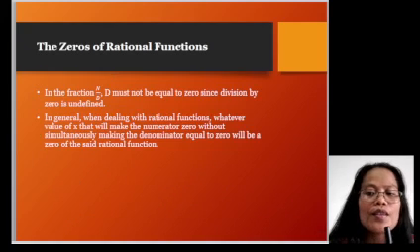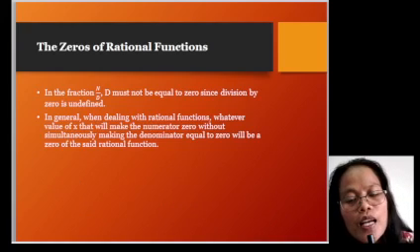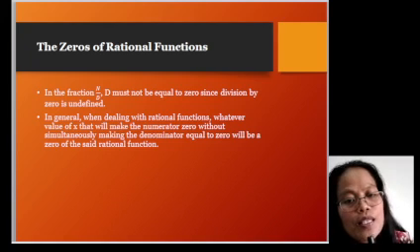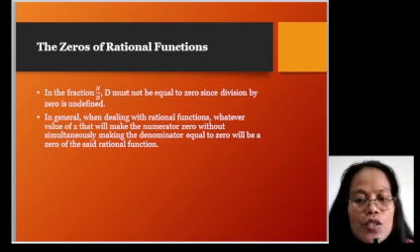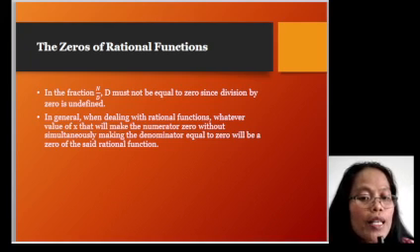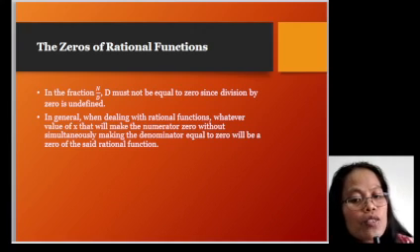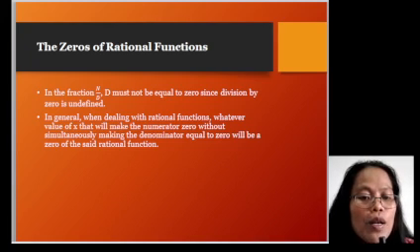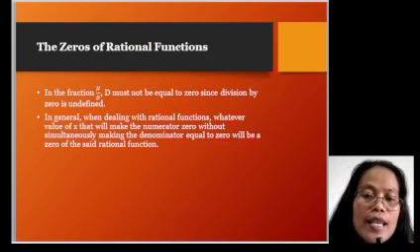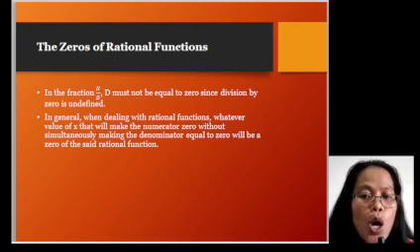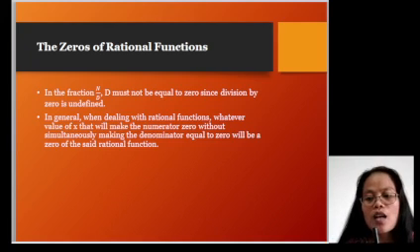Okay. The zeros of a rational function. In the fraction n over d, d must not be equal to 0 since division by 0 is undefined. And in general, when dealing with rational functions, whatever value of x that will make the numerator 0 without simultaneously making the denominator equal to 0 will be a 0 of the said rational function. 0 means root or solution. If we say the zeros of rational functions, meaning the roots or the solutions of rational functions.